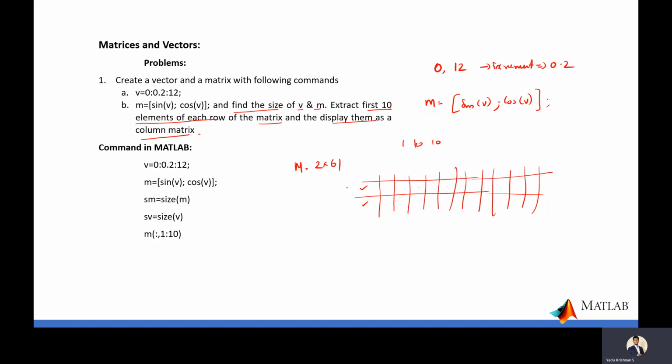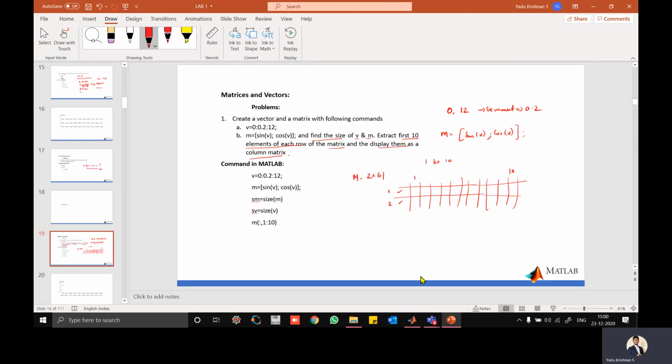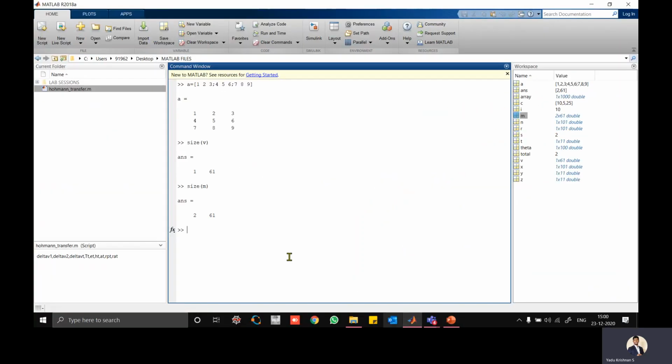So from where to where do we want? Okay, let's take the row from the first row to the second row. So 2 rows only here. What about the columns? From the first column to the 10th column I need. So I can just type one thing into MATLAB. It's very easy to extract the values, since M is our matrix.